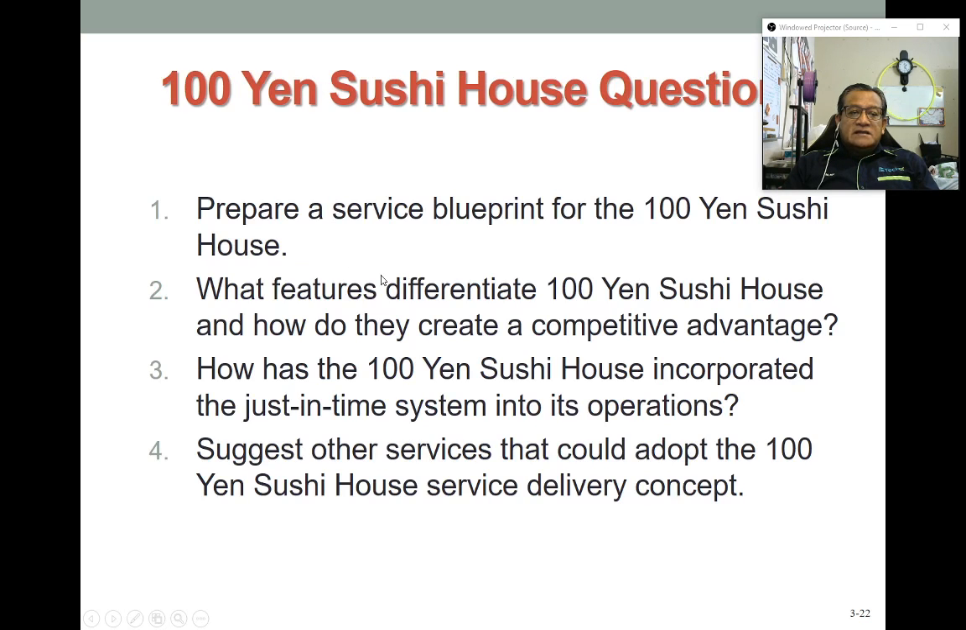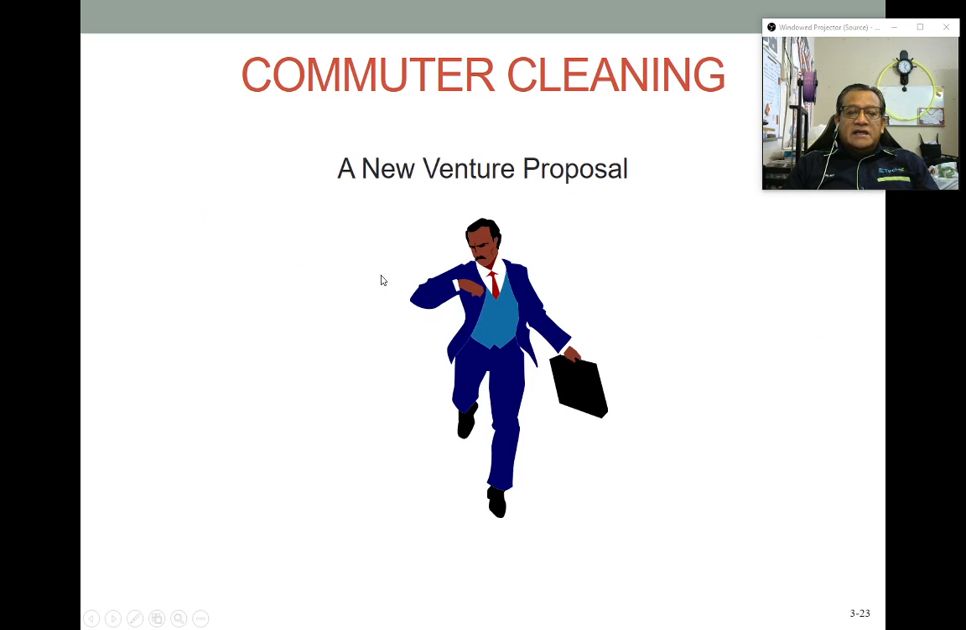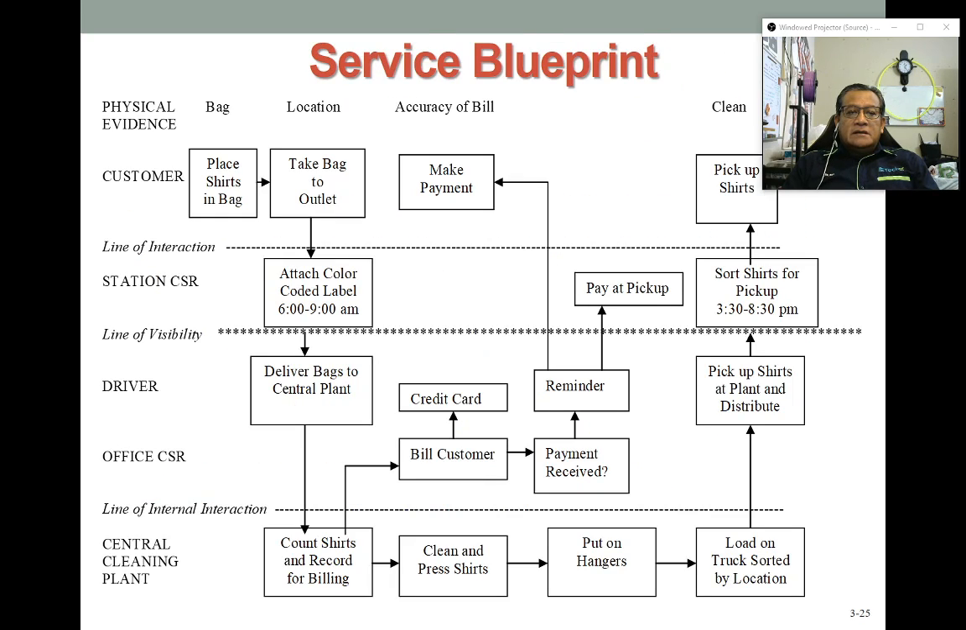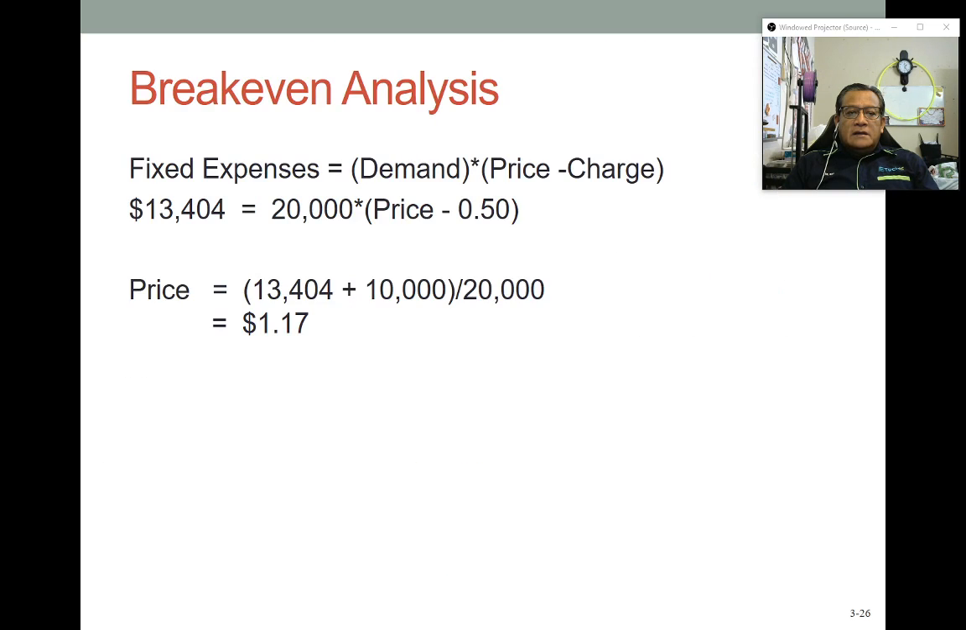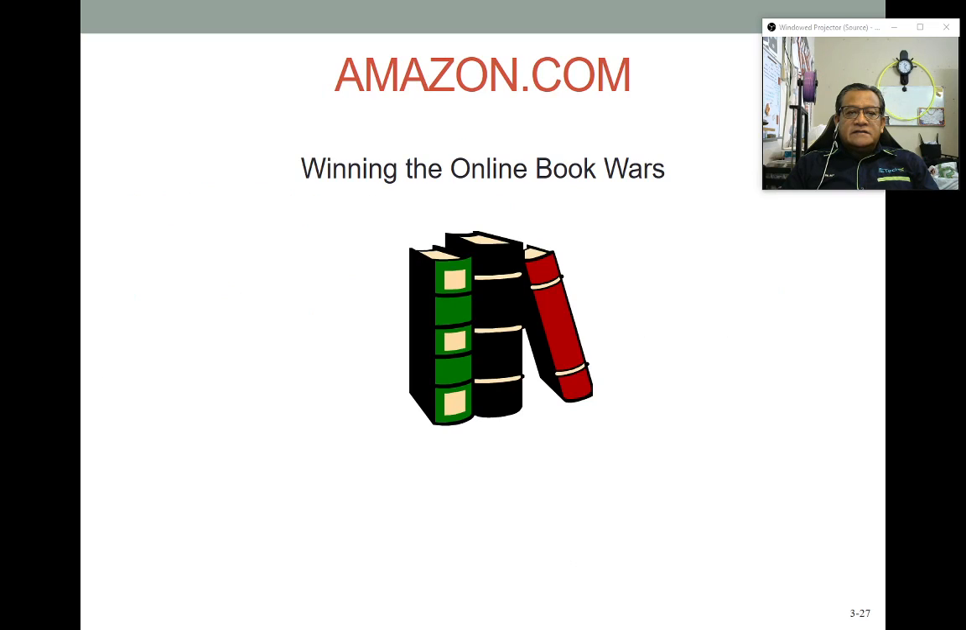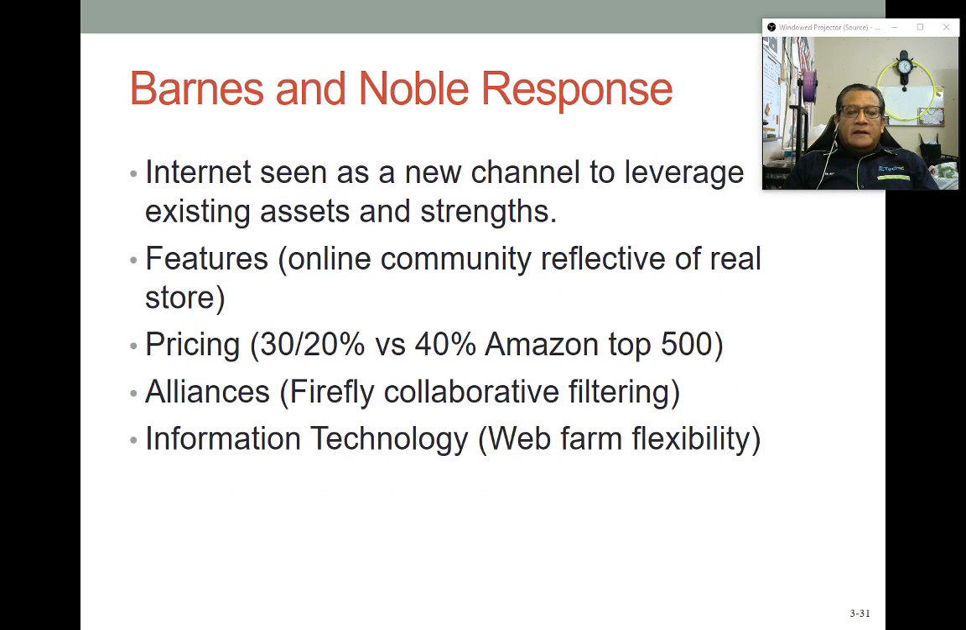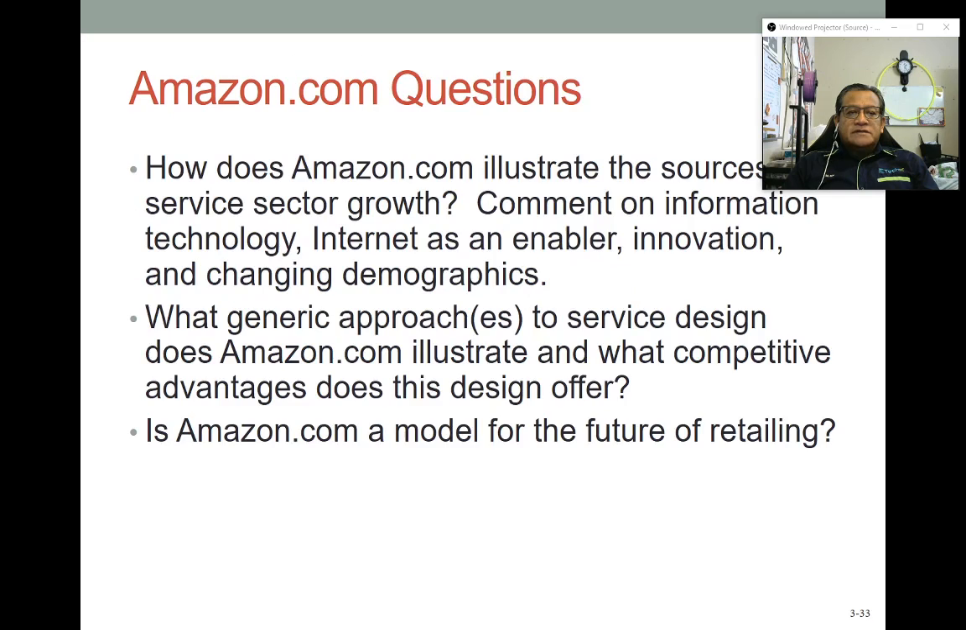And there is also a case study on the commuter or cleaning service. There is also a study on the service blueprint for the delivery of the service, including the case study of Amazon.com for your reading, and also for your better understanding of delivering a new type of service, including Barnes and Noble. It is a bookshop.